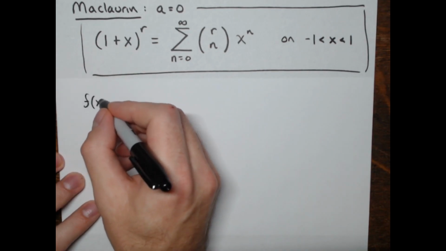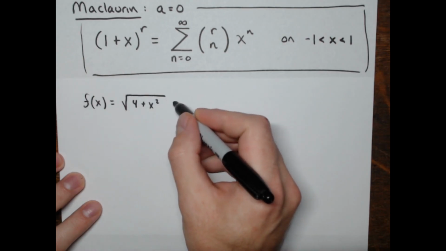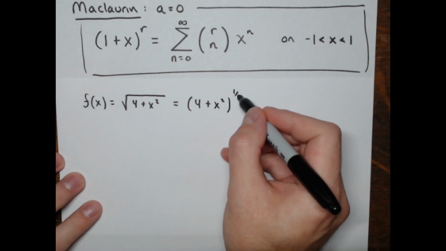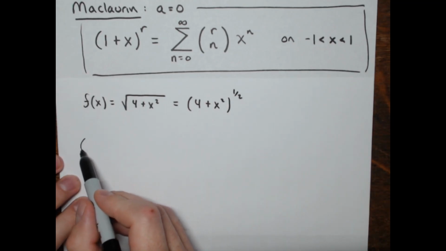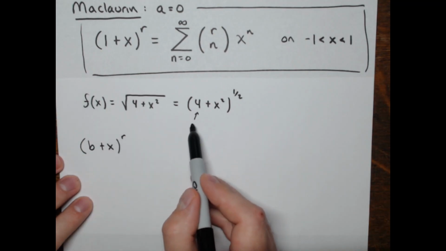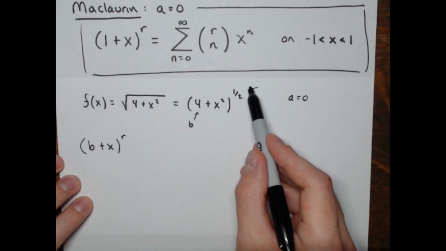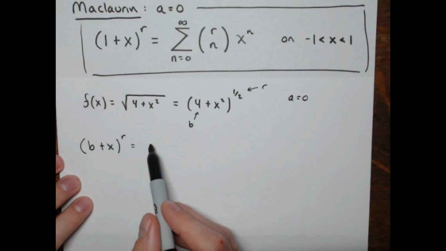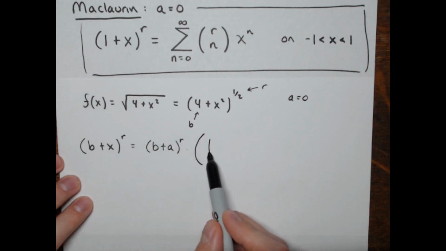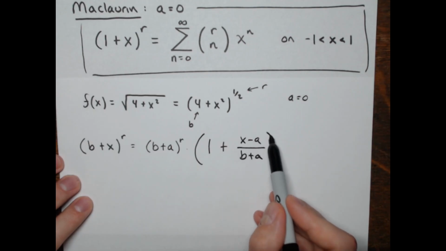f of x is the square root of 4 plus x squared, which you can think of as 4 plus x squared to the 1/2 power. So when they're talking about this substitution, b plus x to the r, b is 4. They said they wanted it to be centered at 0, so a is 0, and r is 1/2. So we're making this substitution here: b plus a to the r times 1 plus x minus a over b plus a, all to the r.